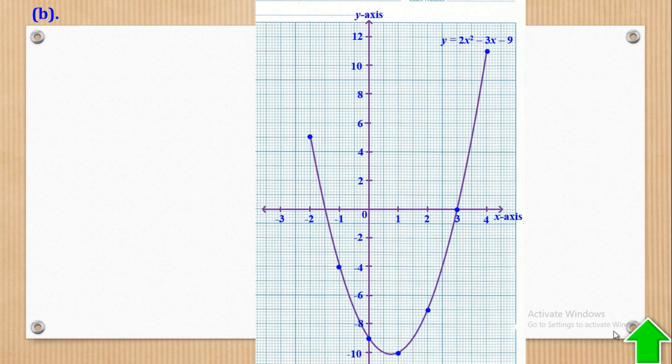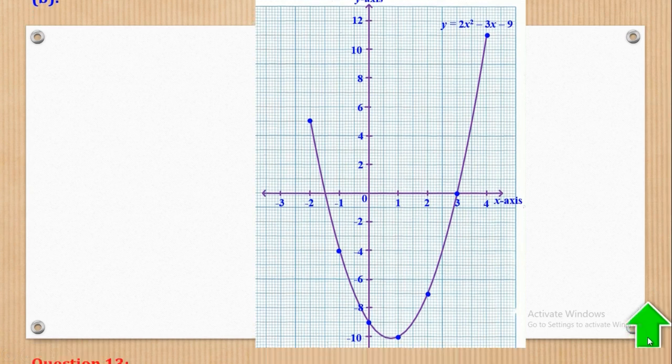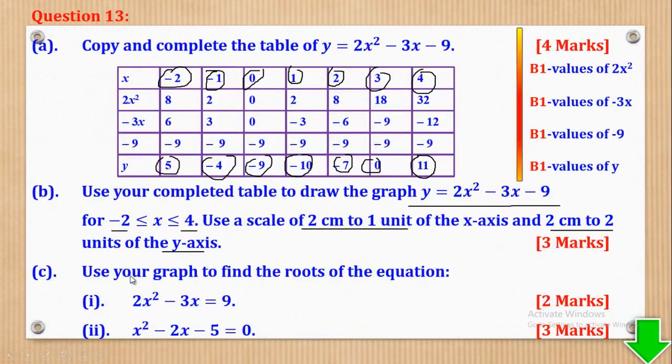So now we have finished part B, now we shall go to part C. So part C says that use your graph to find the roots of the equation part A, 2x squared minus 3x equal to 9, and part B, x squared minus 2x minus 5 equal to 0.